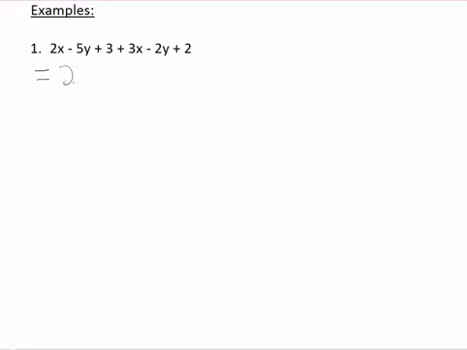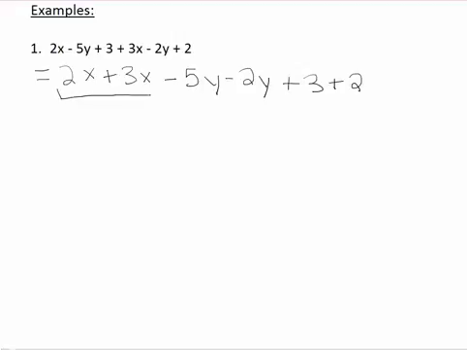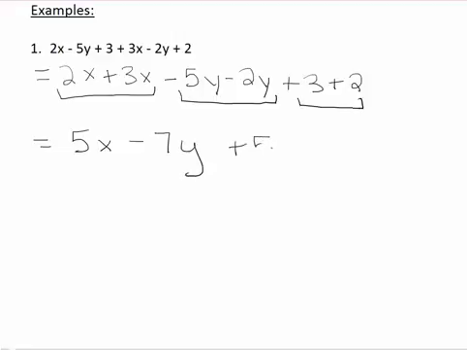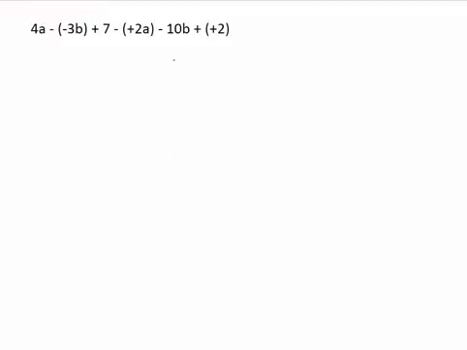We need to group all the y's together, all the x's together, and all of the plain numbers together. So 2x plus 3x minus 5y minus 2y plus 3 plus 2. Now, our step 3 is adding the numerical coefficients, so we add these two together, these two together, and these two together. And we end up with 5x minus 7y plus 5. This problem is finished as we can't go any further, because we cannot combine x's with y's or with numbers with no variable.